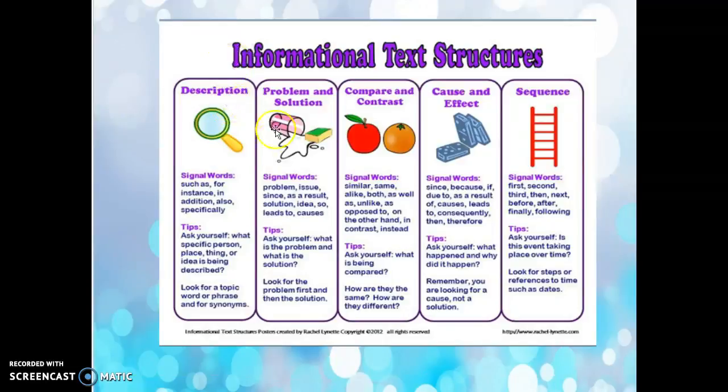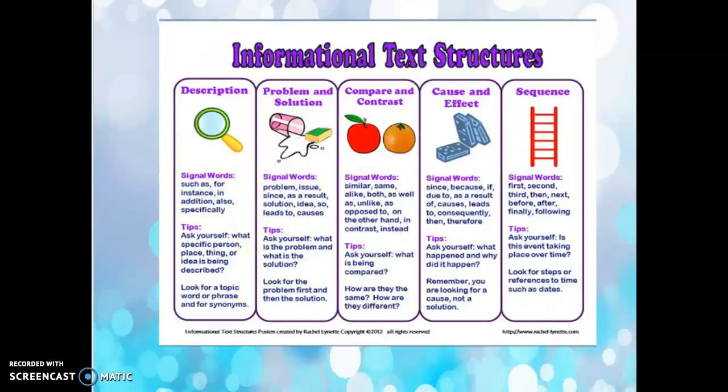Problem and solution. This is whenever you have an issue and then you have a solution to solve it. Right? Be careful with cause and effect and problem solution. They're very similar, but the biggest difference is this word here, solution. Okay? So remember, ask yourself, what is the problem?